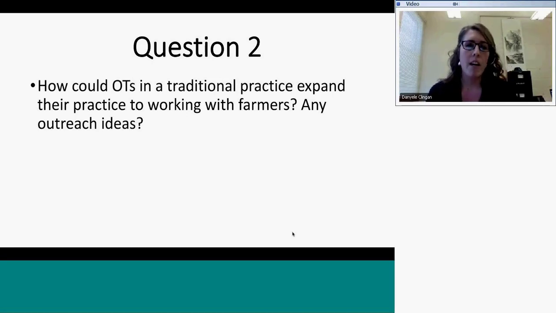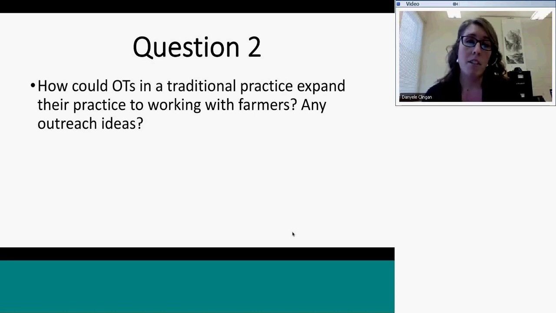In terms of how OTs could expand their traditional practice, I think a lot of this is, if you have a farmer or a rancher in the clinic, how can you incorporate some of these farming principles, like I kind of mentioned. So bringing in things that are applicable to the farm. Can we bring in dirt? Can we have them work with specific tools that they might be working with? How can we most closely simulate that?